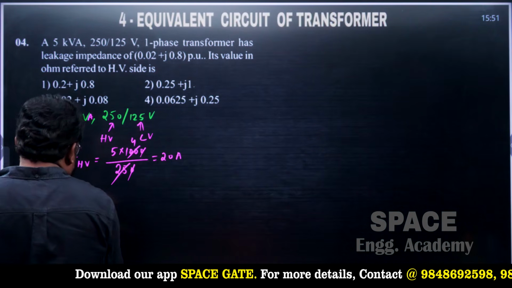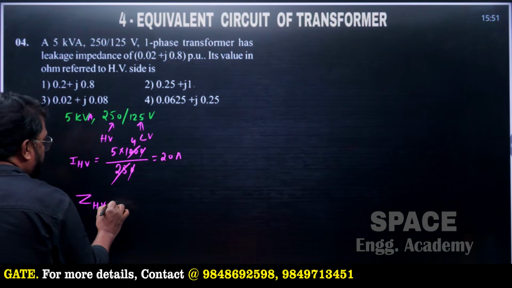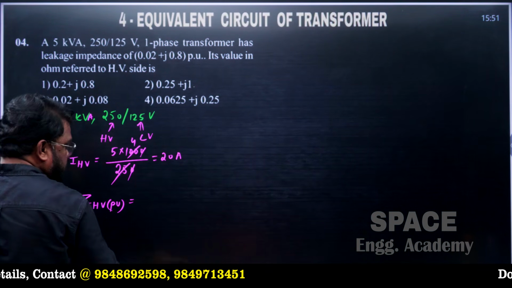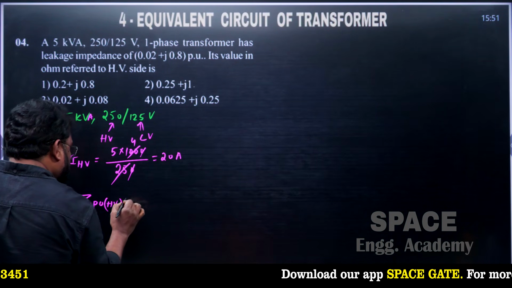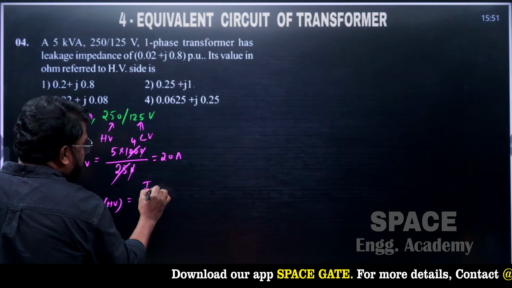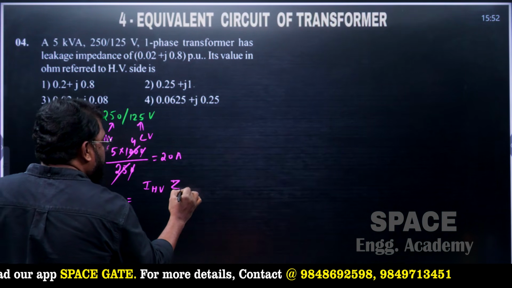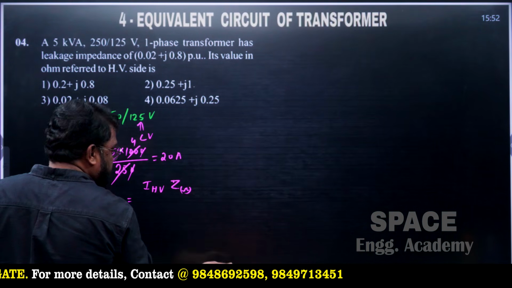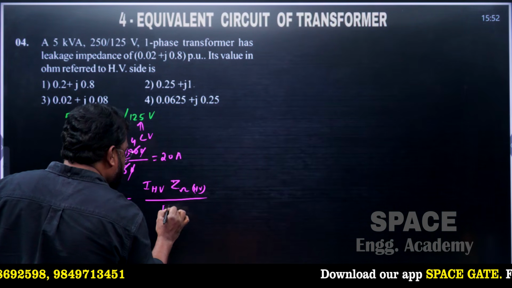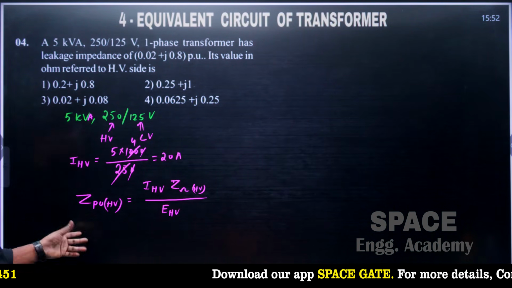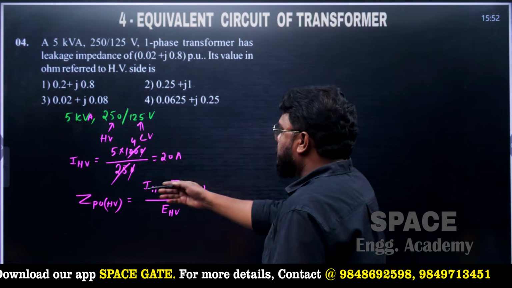Now we know Z per unit, the impedance. So the HV side per unit impedance value, Z per unit referred to the HV side, is equal to IHV multiplied by Z in ohmic value referred to the HV side, divided by EHV. So solve in this way. Simply, wherever they ask, we have to use this kind of formula. Now substitute all the values and we will get the answer. So see how the answer comes.